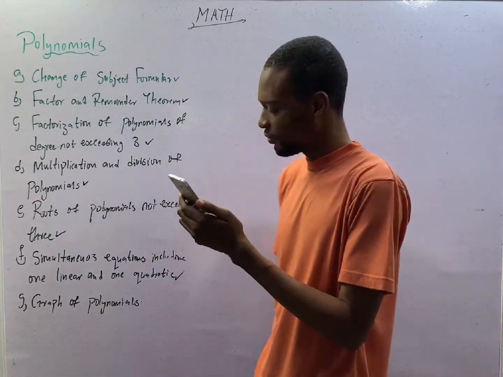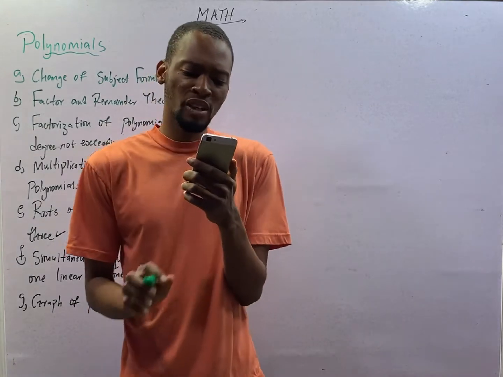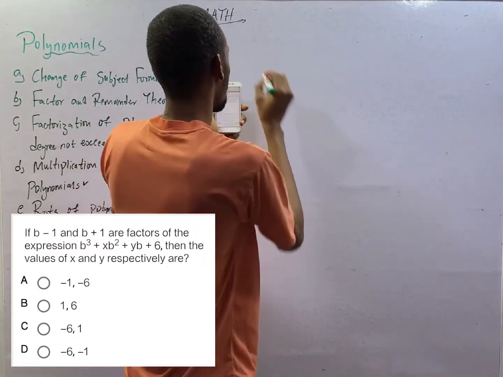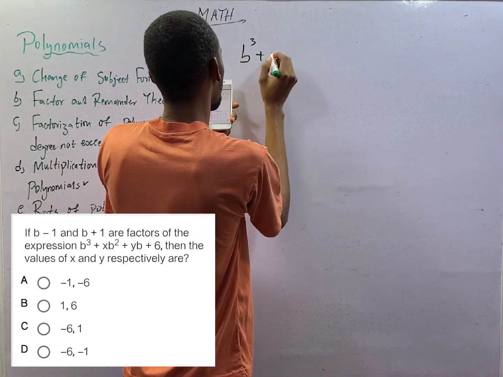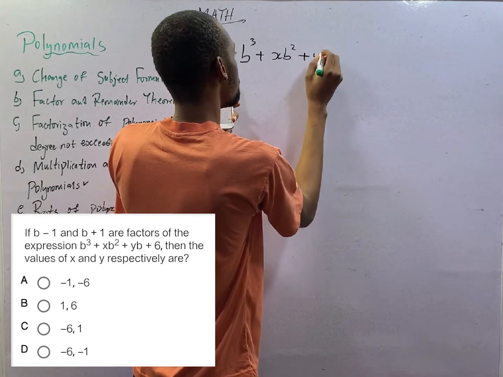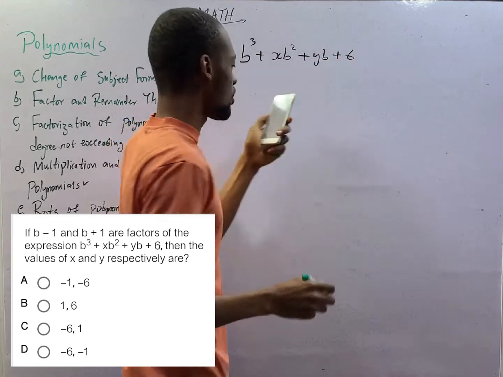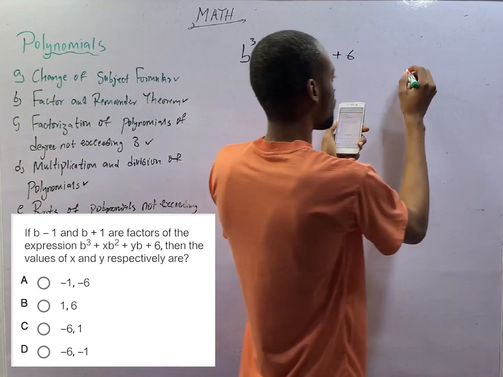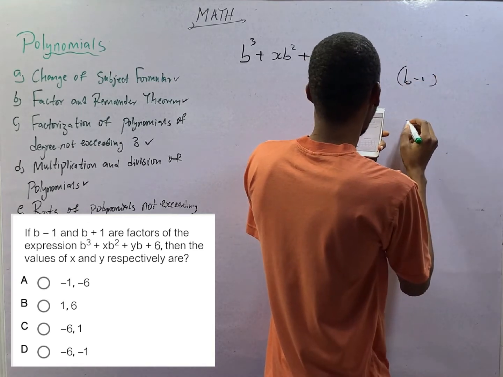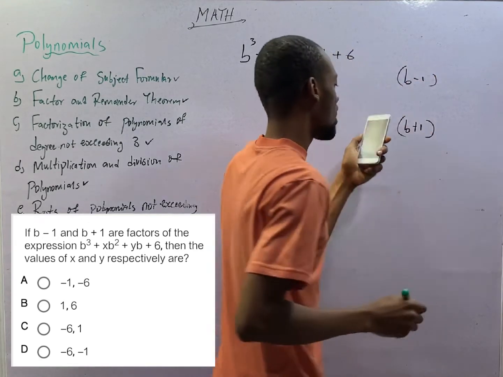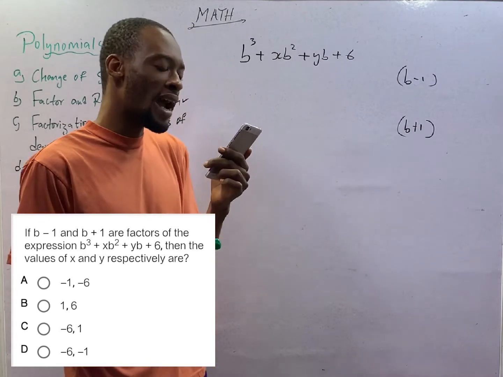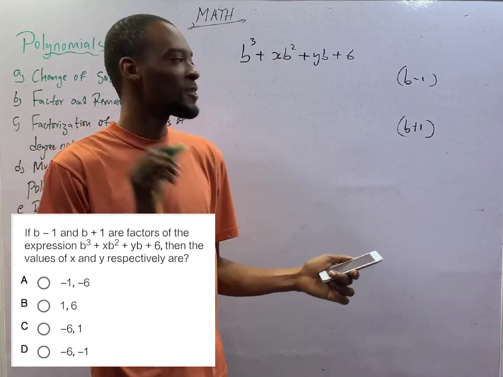We are given the question which says, if b minus 1 and b plus 1 are factors of these polynomials, b raised to the power of 3 plus s b squared plus y b plus 6, then the values of s and y respectively are dash.